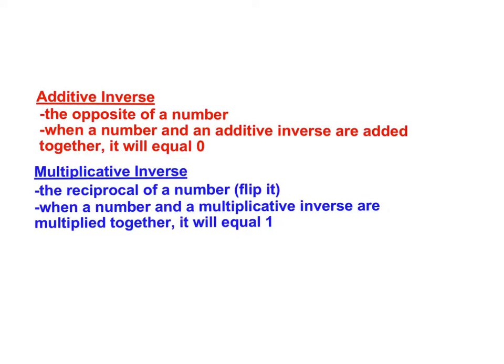Oftentimes we have a number next to a variable and we divide by that number. The same thing is when we multiply by its multiplicative inverse, it will turn it into 1 and get that number away from the front of the variable.